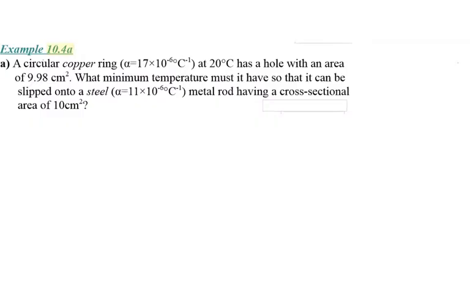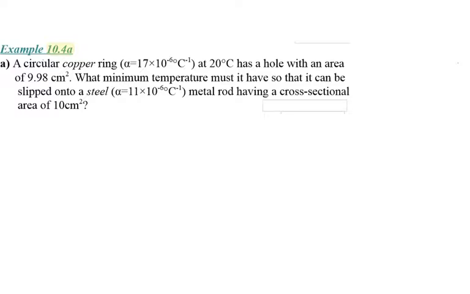In the next question, I have a circular copper ring, and they give you the linear expansion, at 20 degrees Celsius, that has a hole with an area of 9.98 centimeters squared, so that's 9.98 times 10 to the negative 4 meters squared, because if you square centi, that gives you -4, because centi stands for -2, and then you square. What minimum temperature must it have so that it can be slipped onto a steel, and the linear expansion of the steel is given?